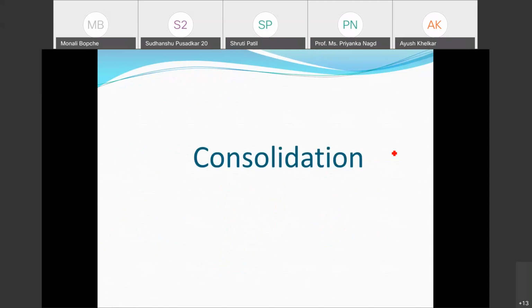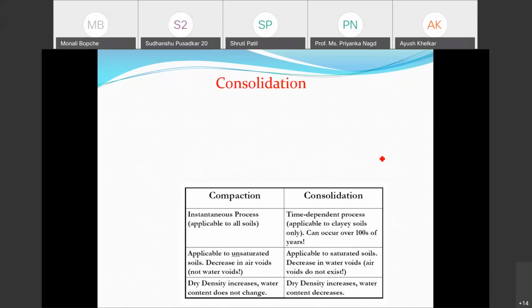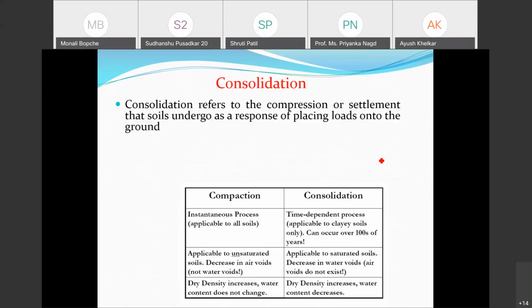Whereas this consolidation process is also a compaction. The forces which are applied here are different from the compaction process. So consolidation takes place with the removal of water, because this process will take place only when the soil is saturated. All the voids are filled with water, and hence consolidation is the process of compression, the settlement that the soil undergoes as a response to placing loads onto the ground.